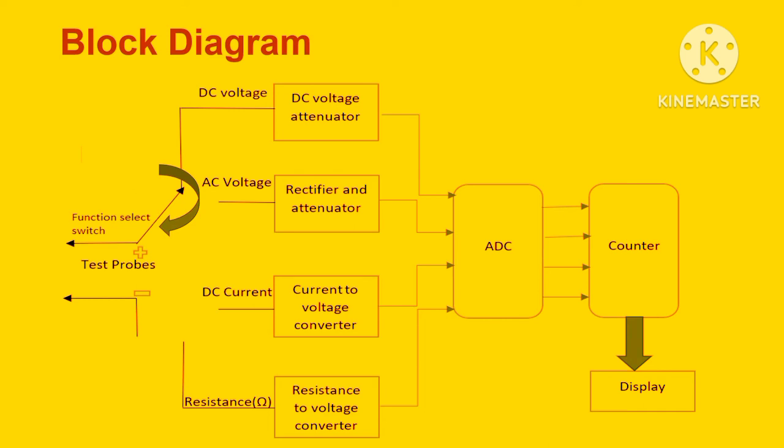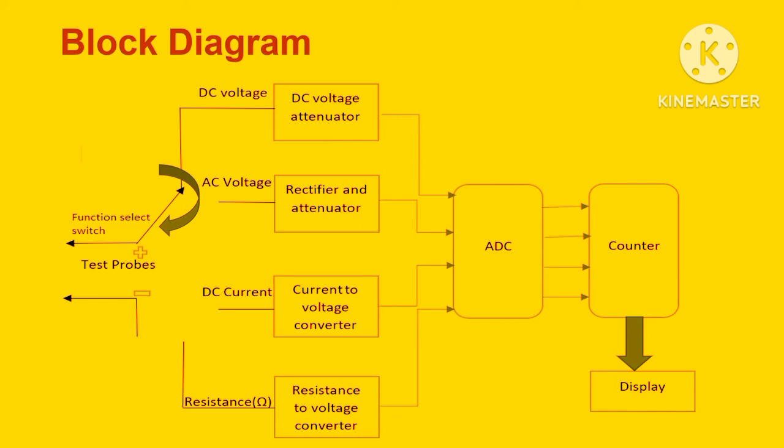Now this voltage is applied at the input of the ADC block, that is the analog to digital converter block. Next, an important thing: how to convert this analog signal into a digital signal, because to display our reading digitally, we need to convert that analog signal into a digital one. That's why this block is very important. Now what is the working of the ADC block?